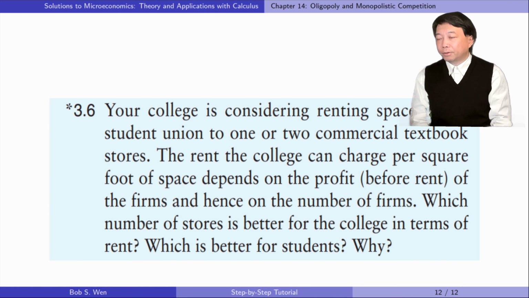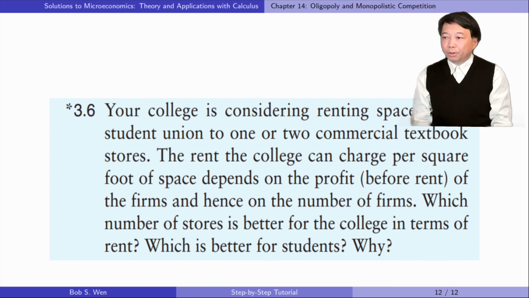Let's tackle exercise 3.6. Your college is considering renting space in the student union to 1 or 2 commercial textbook stores. The rent the college can charge per square foot of space depends on the profit of the firms and hence on the number of firms. Which number of stores is better for the college in terms of rent? Which is better for students? Why?